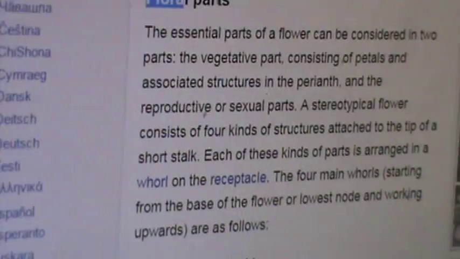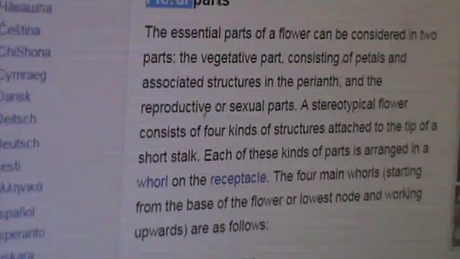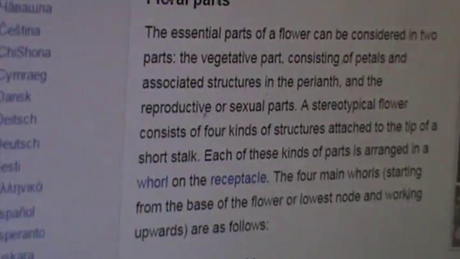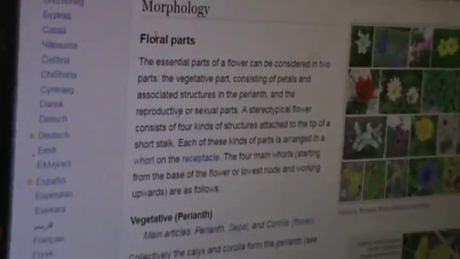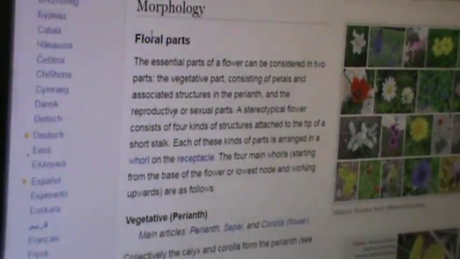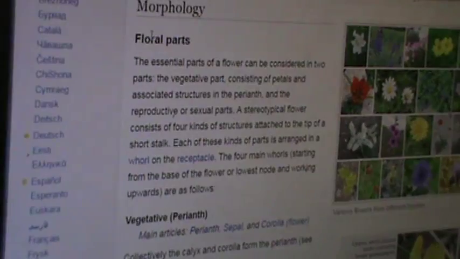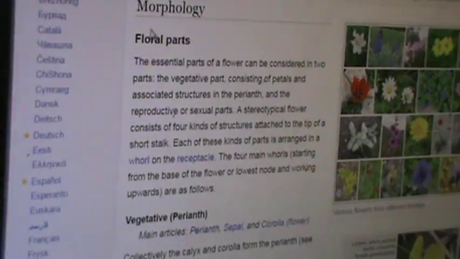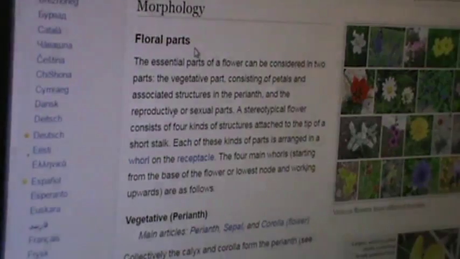Flora and fauna are both +1 for father. So the word flower, the word floral, and the word fauna are all +1 for father. Floral parts is then a +1 triple, to divide by 3, okay. So it's father here. The essential parts of a flower can be considered in 2 parts.